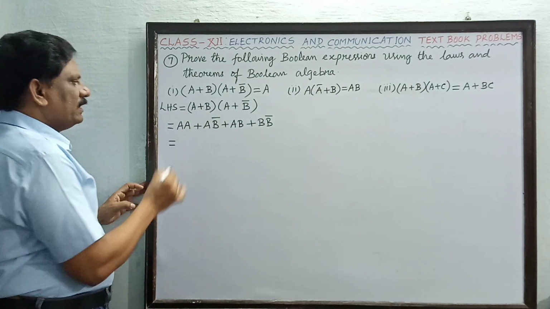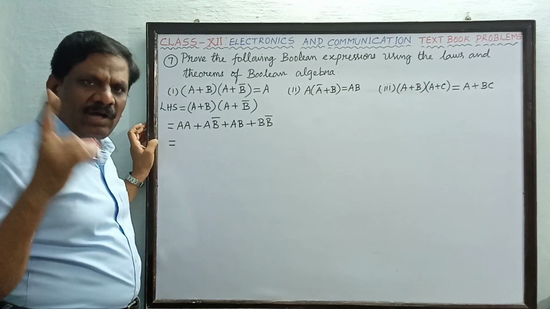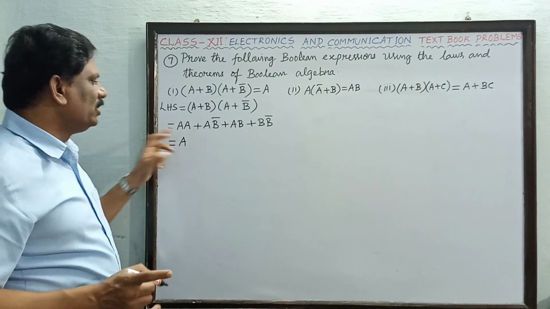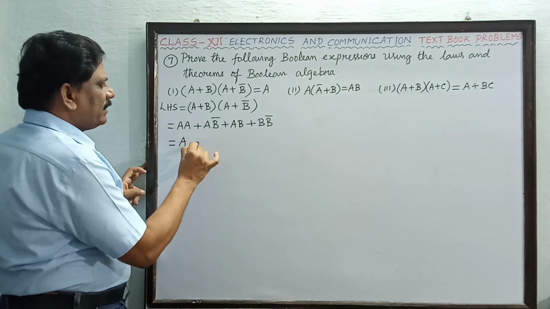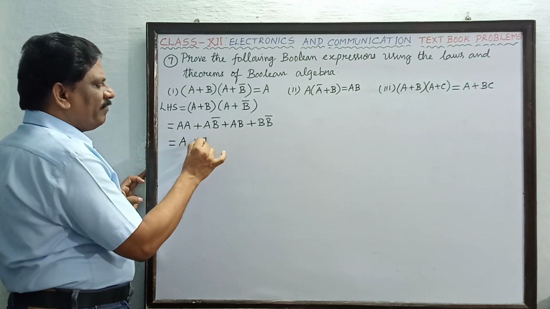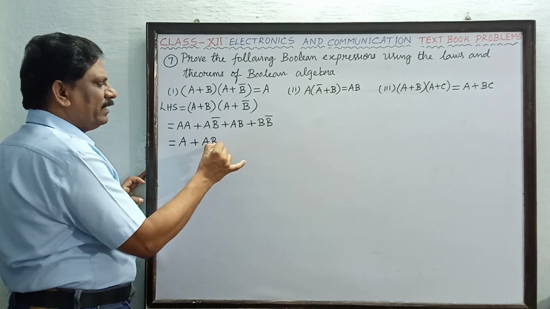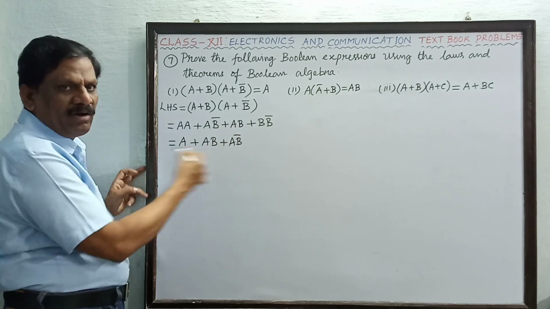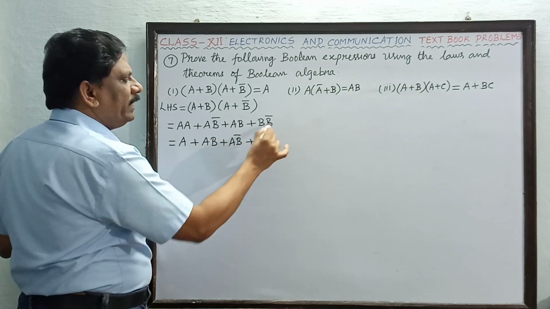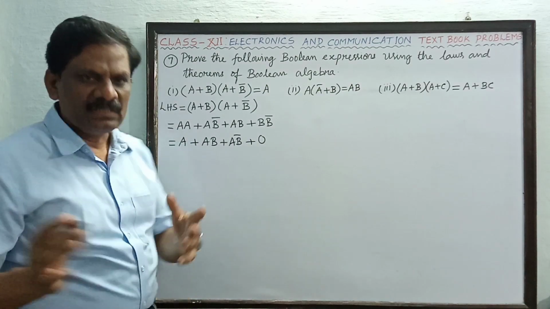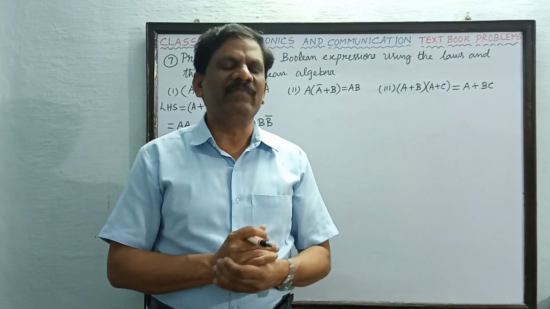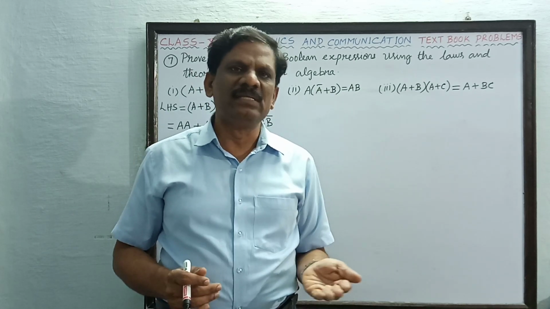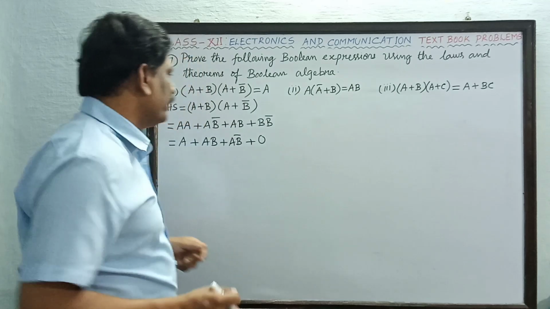Now this a into a, by the law and the theorem of Boolean expression, is also equal to a itself. A into a is a only. Plus I will write this term ab first, next a into b complement. I am interchanging these two terms in order. Plus b into b complement is equal to 0. So if you give a value b equal to 0, b complement will be 1. So 1 into 0 is 0. The other way also it is 0 only.